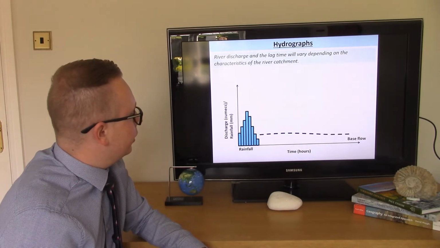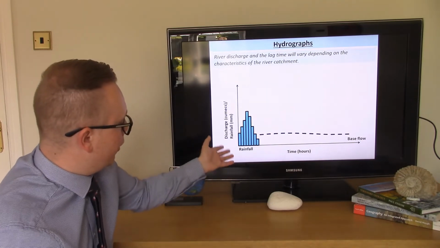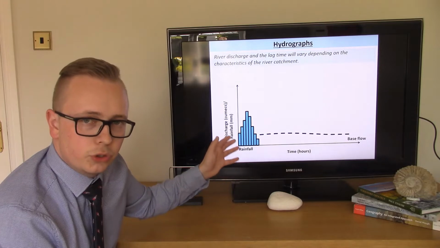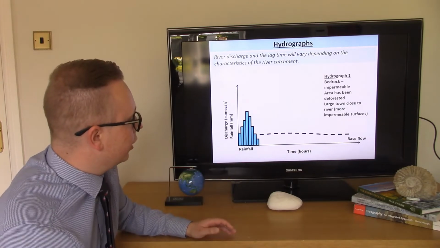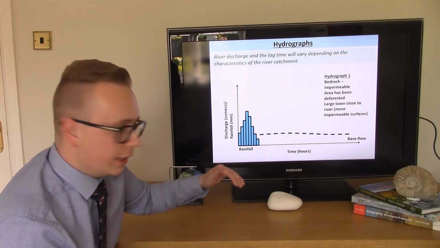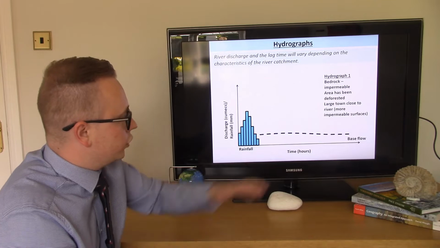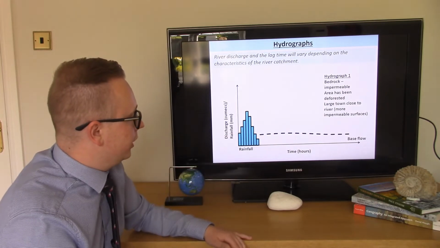So we'll take a look at that in two different examples. So here we've got a rainfall event. We're going to have the same rainfall event for two different catchment areas. So here's our first one. It's got impermeable bedrock, so the water can't soak through. It's been deforested, the trees have been cut down, and we've got lots of urban impermeable surfaces nearby.